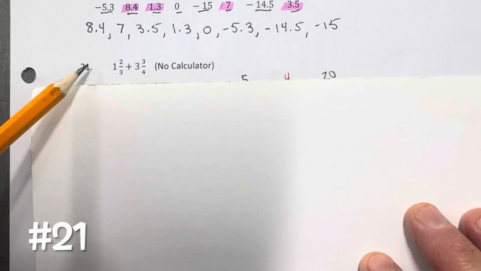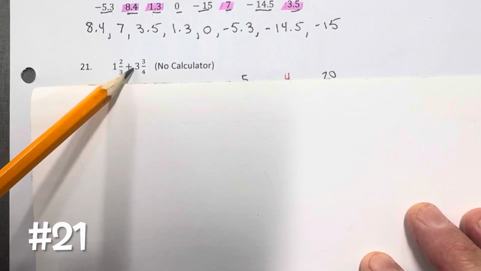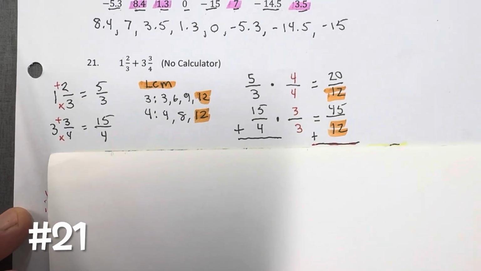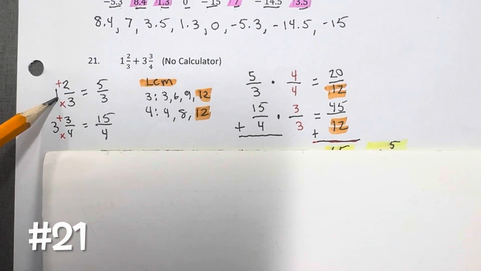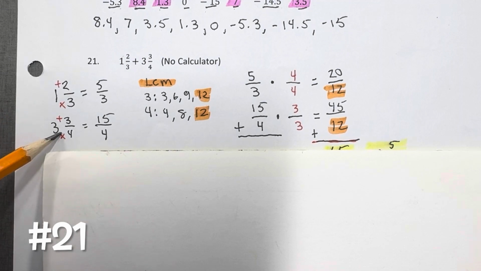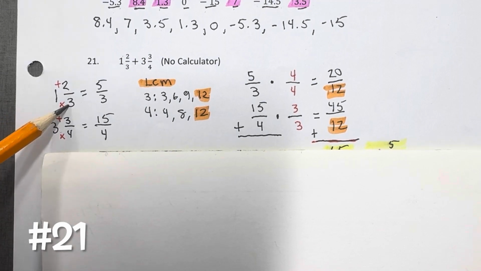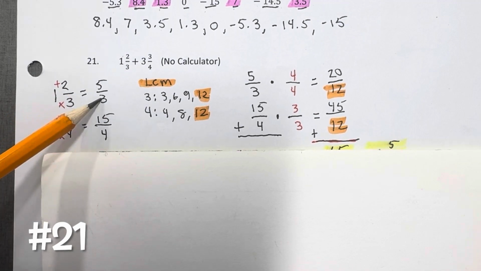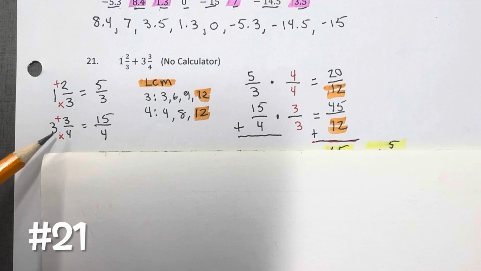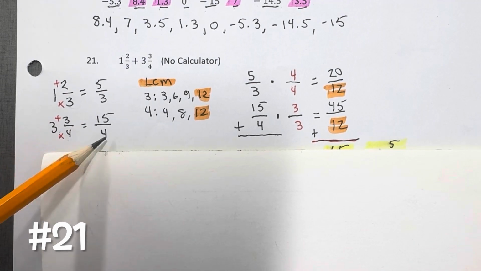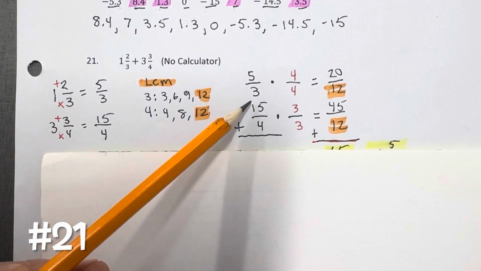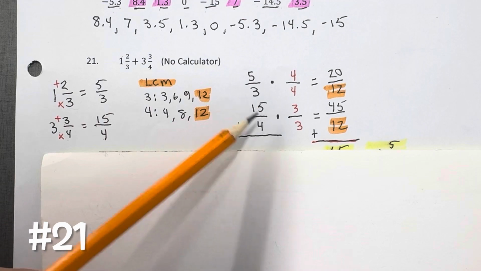Number 21, we're going to add 1 2/3 plus 3 3/4. To do this, I'm going to start by converting both of these mixed numbers into improper fractions. 3 times 1 is 3, plus 2 is 5. Keep the denominator, so I have 5/3. 4 times 3 is 12, plus 3 is 15. Keep the denominator 4s. Now I'm going to add 5/3 and 15/4, so I rewrote it over here.